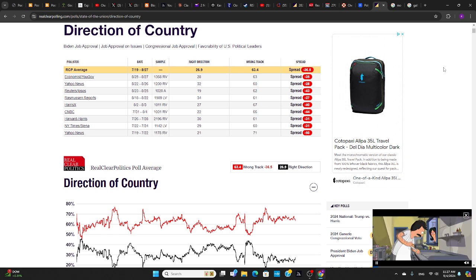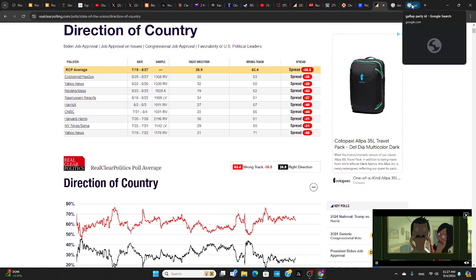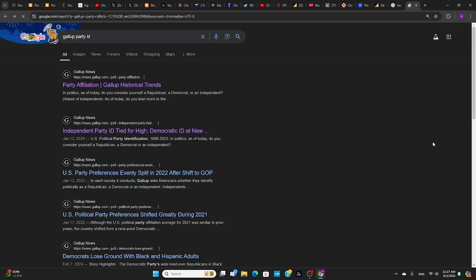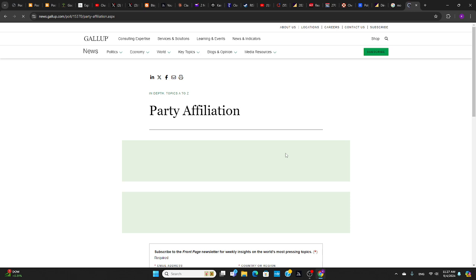And another place that you can try to find that information would be Gallup Party ID. So I'm going to look at that. And you can see here just from the headlines, it says Independent Party ID tied for high, and Democratic ID at new low. This is as of January of this year. And I'm going to click here, and hopefully this will respond. And good, it came up. All right, so we'll look at this. This is the party affiliation.